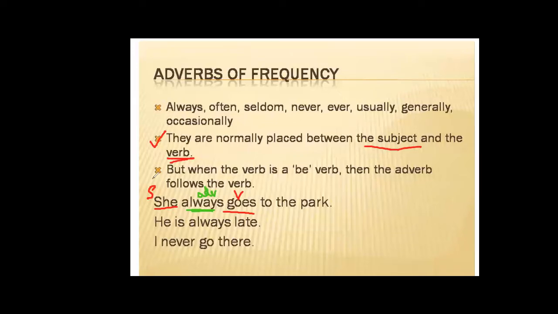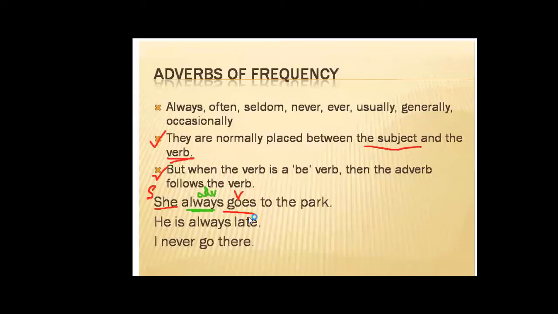Look at the second point of adverb of frequency. It says when the verb is a be verb. Be verb means is, am, are, was, were. These all are be verbs. So when the verb is a be verb, then the adverb follows the verb. Then we do not place it in between the subject and the verb.